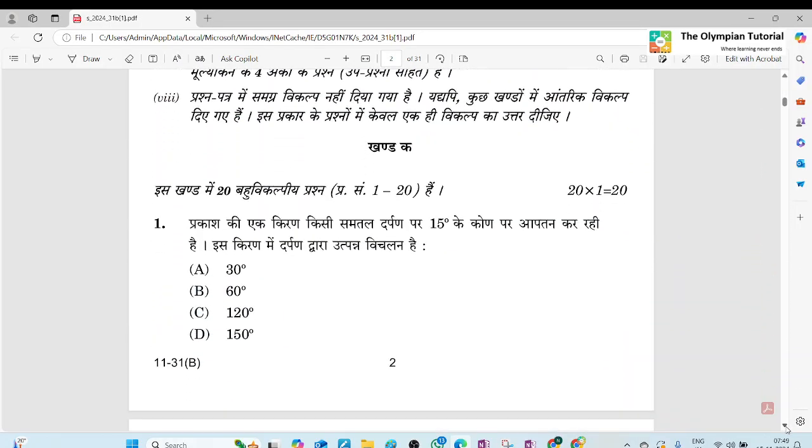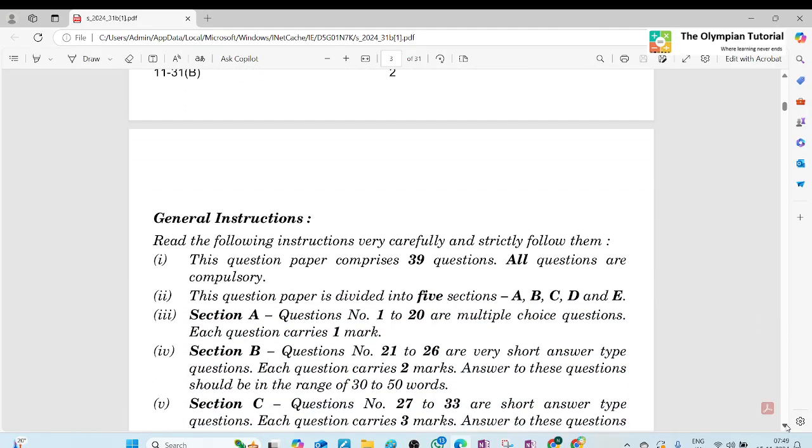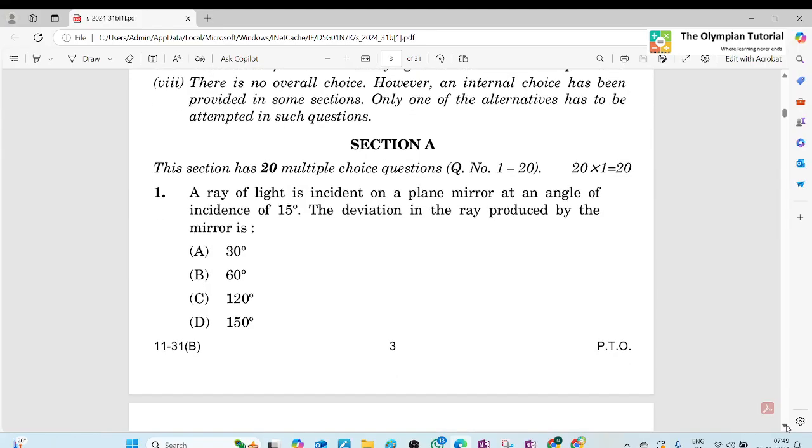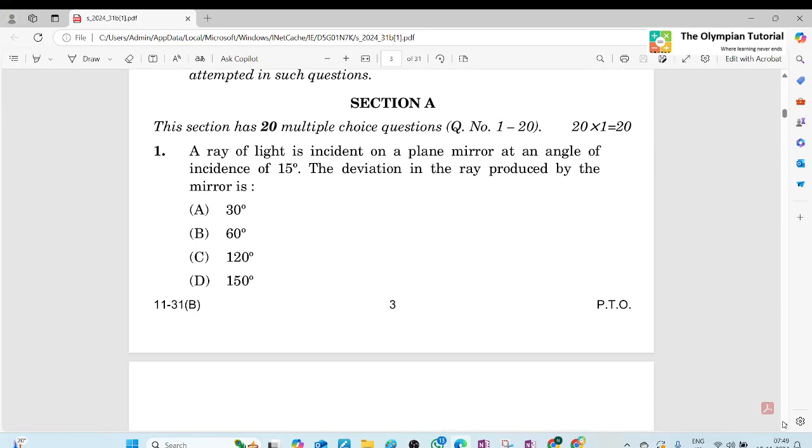Can you see my screen? Yes, ma'am. Ayukta, read. Yes, ma'am. One second, wait.